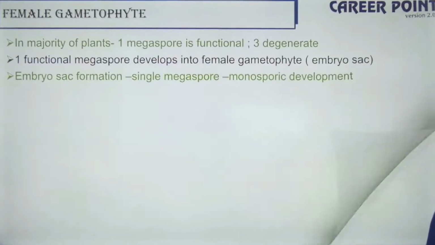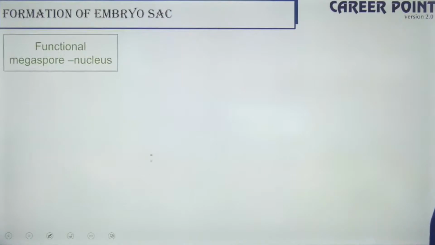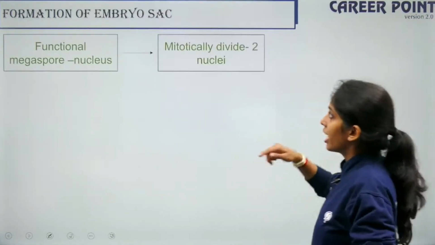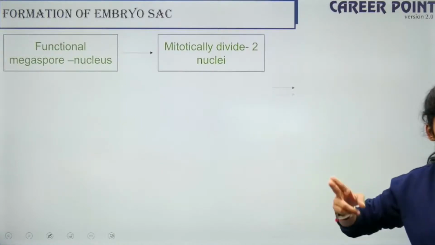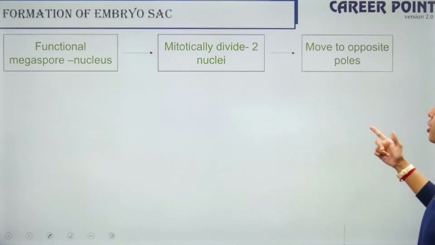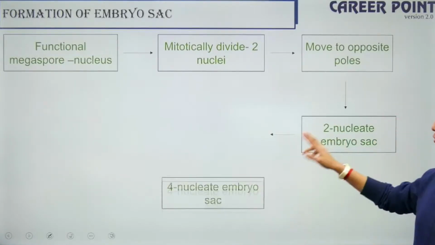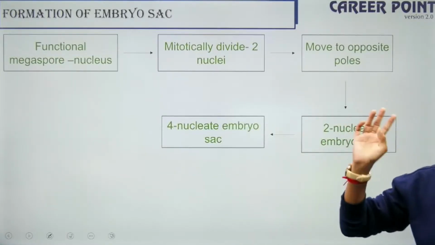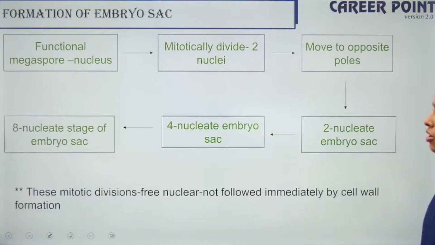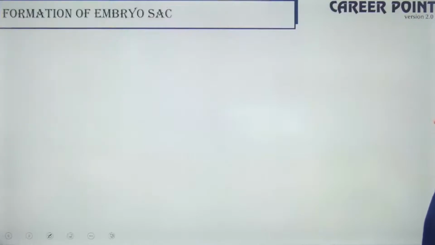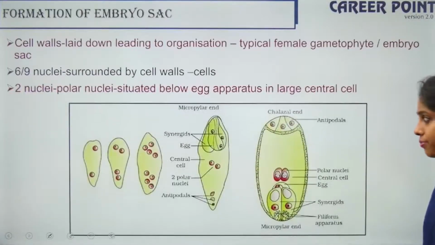In the female gametophyte, only one megaspore is functional. The one functional megaspore nucleus undergoes mitotic division to form 2 nuclei. Further mitotic division forms a 2 nucleate embryo sac, then further mitotic division forms 4, then further mitotic division forms 8 nucleate. Immediately it does not form a cell wall, so it takes time.